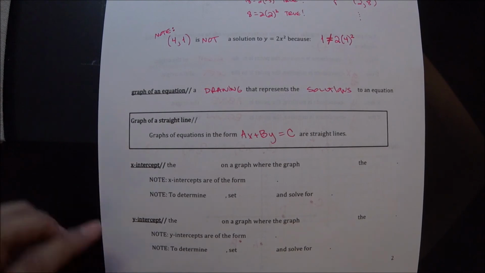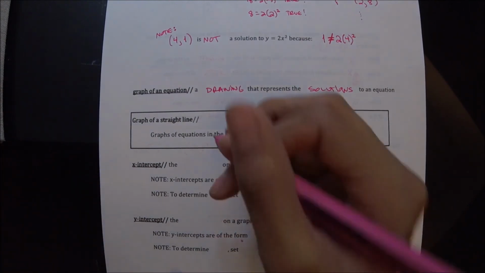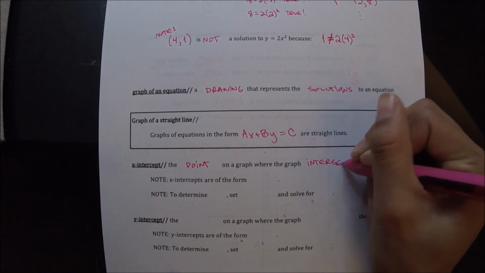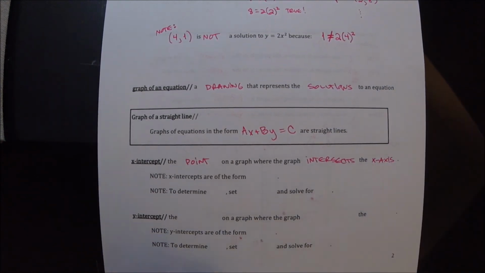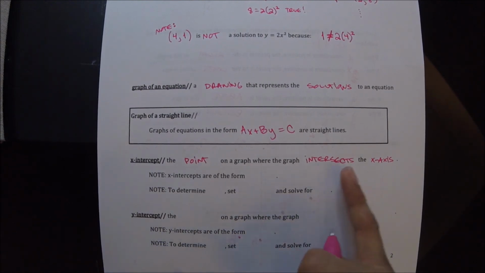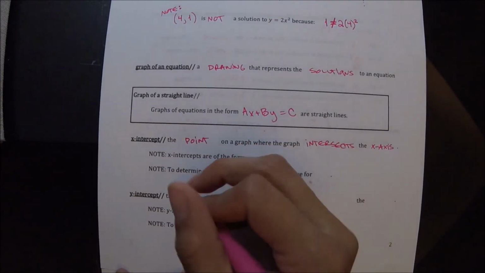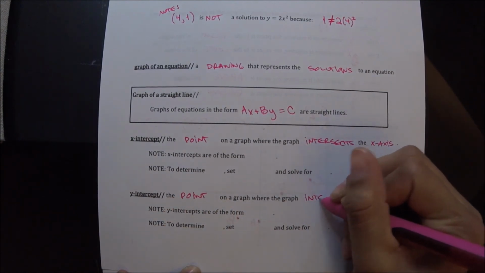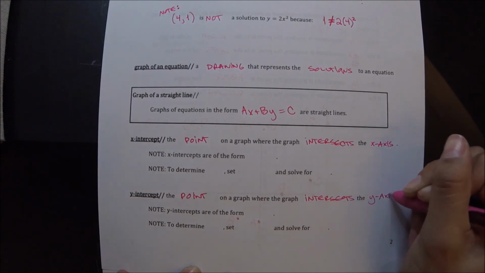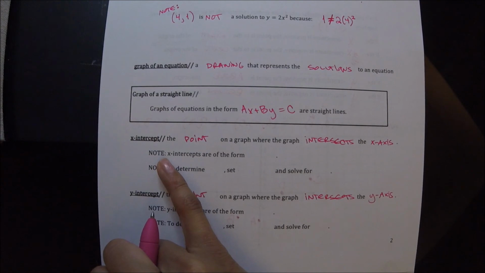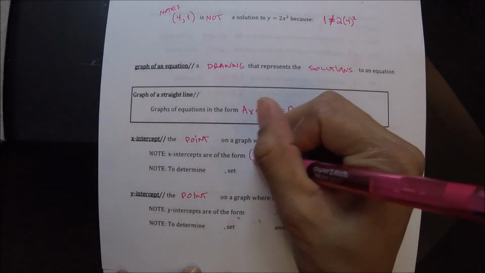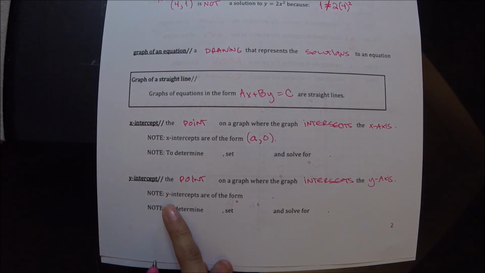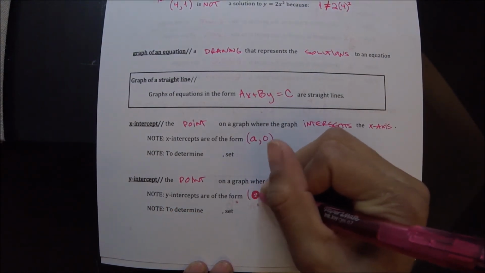And then the other thing we're going to talk about is x and y intercepts. An x-intercept is the point on a graph where the graph intersects the x-axis. So that makes sense, that the x-intercept would be the point that the graph intersects the x-axis. And then I'm going to fill this one in down here. The y-intercept then would be the point on a graph where the graph intersects the y-axis. And then note, the x-intercepts will always be of the form a, 0 in parentheses. And down here, the y-intercepts are of the form 0, b.